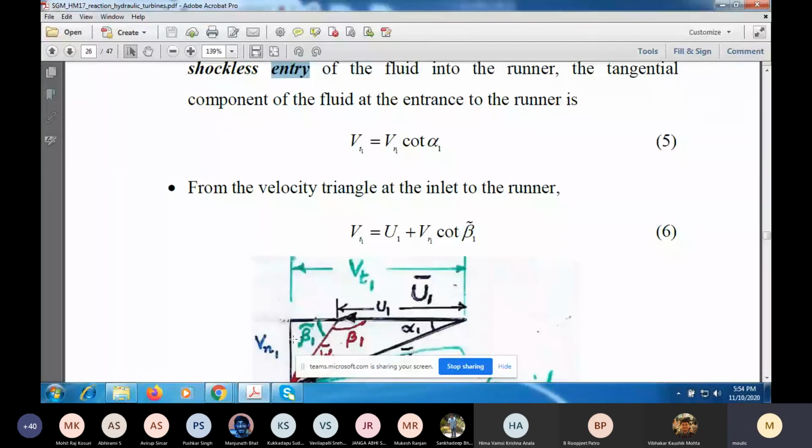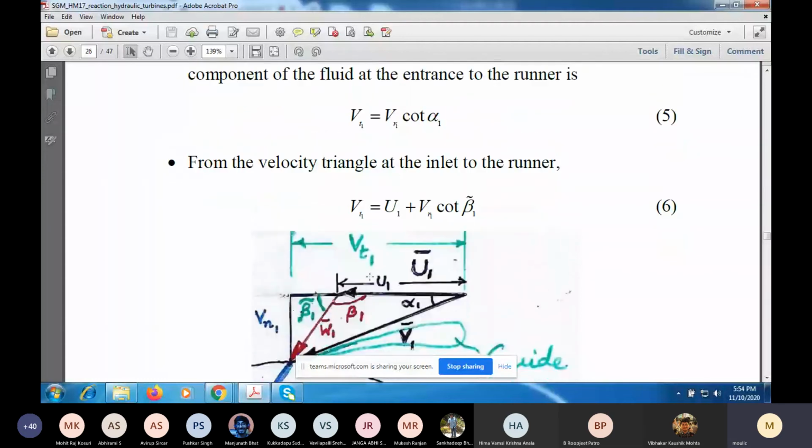Now, if you look at this inlet velocity triangle, the ratio of the tangential component to the radial velocity, or Vn1, is cot alpha 1. So Vt1 I can express in terms of the flow velocity and cot alpha 1, and this will depend on the flow rate. Also, if you look at this big triangle, your Vt1 is U1 plus this small quantity here, which I can express in terms of cot of beta 1 tilde.